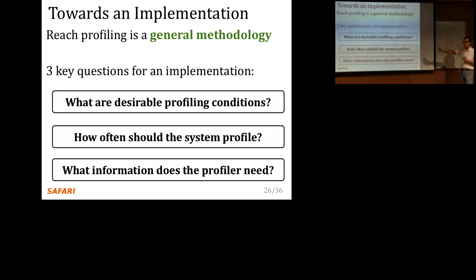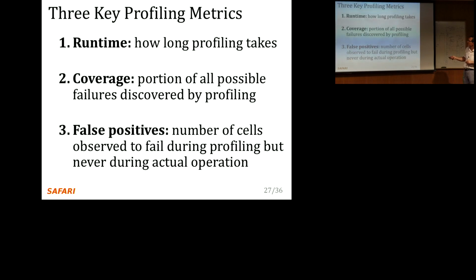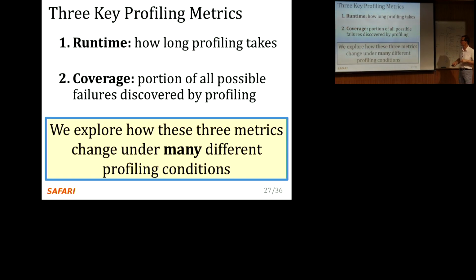There are 3 key questions that the paper answers, which I'm not going to go into a lot of detail. What are the desirable profiling conditions? How often should the system profile? What information does the profiler need? There's a lot in the paper. And we actually talk about 3 key profiling metrics: how long profiling takes; the portion of all possible failures discovered by profiling, which ideally you want to be high; and false positives, the number of cells observed to fail during profiling but never during actual operation, which you want to be low also. Although false positives may not be that bad because your mechanisms can tolerate them, right? If you're, for example, handling the retention time failures with some ECC, false positives can be tolerated by ECC.